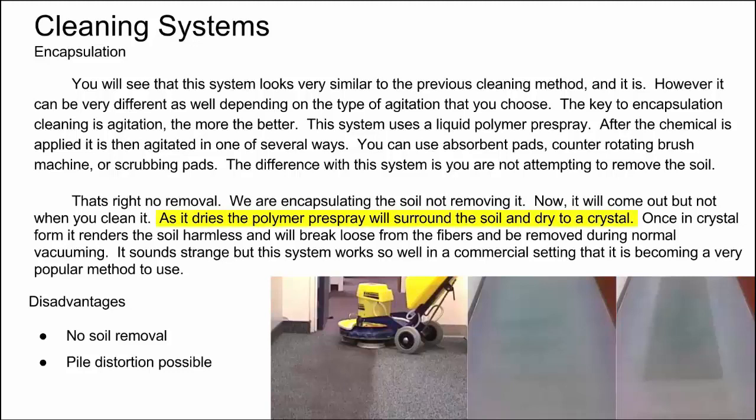Either the consumer or the janitorial staff at the building will be removing the soil in their normal vacuuming. And how this works is, as that polymer pre-spray dries, or the encapsulation detergent dries, it's going to surround the soil, emulsify it, and then it's going to dry to a crystal. So the emulsified oils, as well as the soils, as they dry, are going to be contained. They're contained in that crystal. Now, what that does is it renders the soil harmless. It's not going to do any more damage to the fibers, and it will break loose from the fibers and be removed during the normal vacuuming.